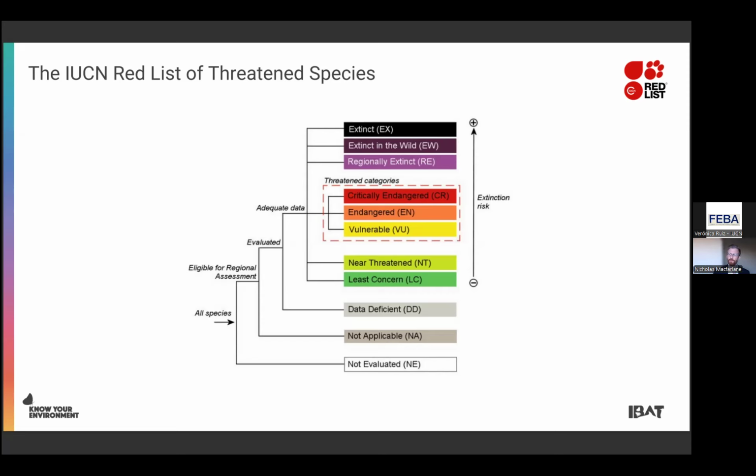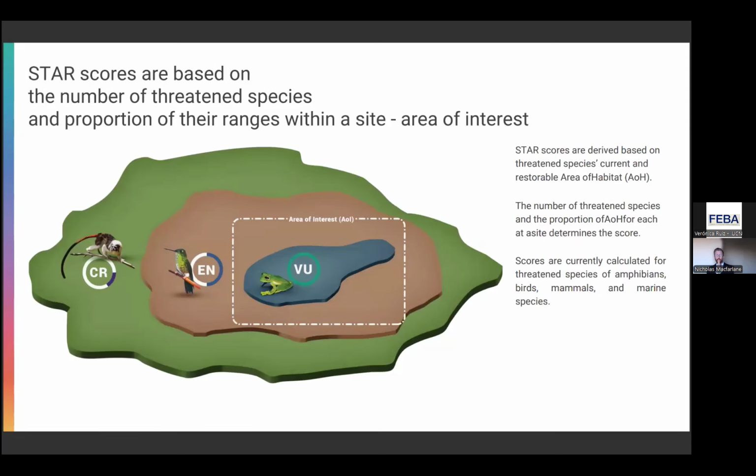Next slide, please. So how does this actually work? Well, let's imagine that we have a site that contains 3 species. The entire global range of a frog species listed as vulnerable on the Red List, about half of the global range of an endangered hummingbird species, and a much smaller percentage of a critically endangered monkey. Each of those threat categories comes with a different STAR weighting. And what STAR does is stack all of those ranges up like pancakes.